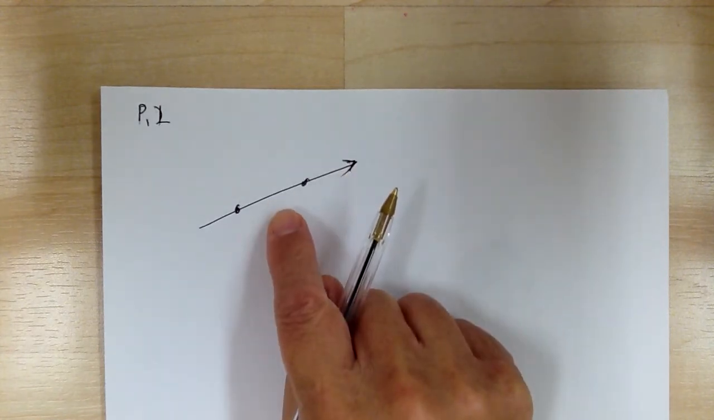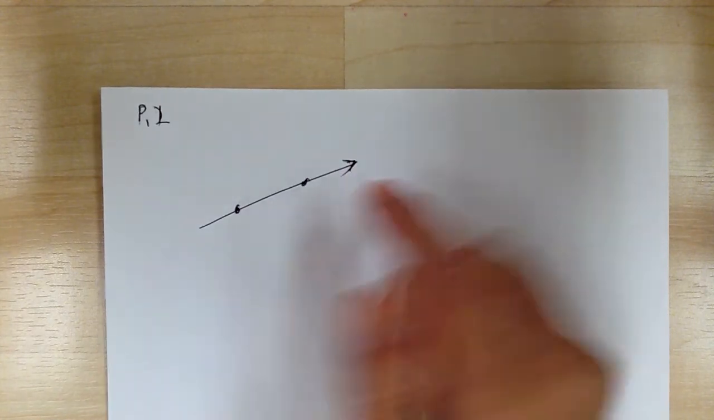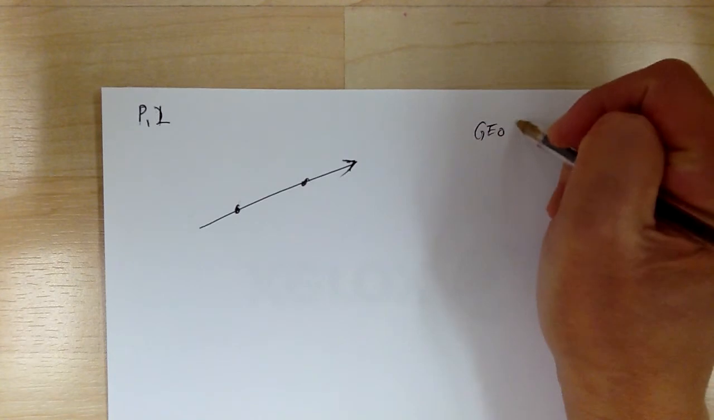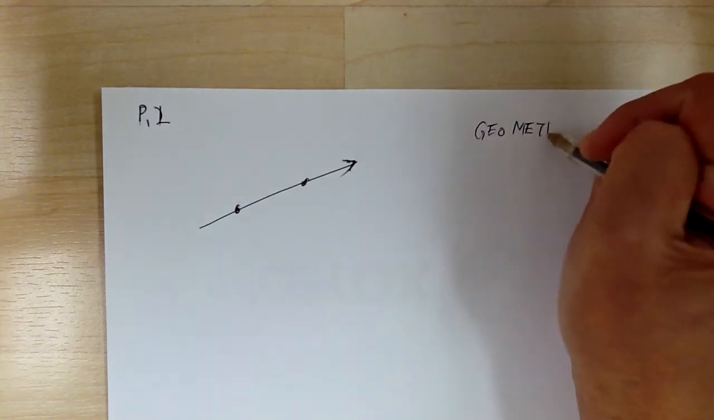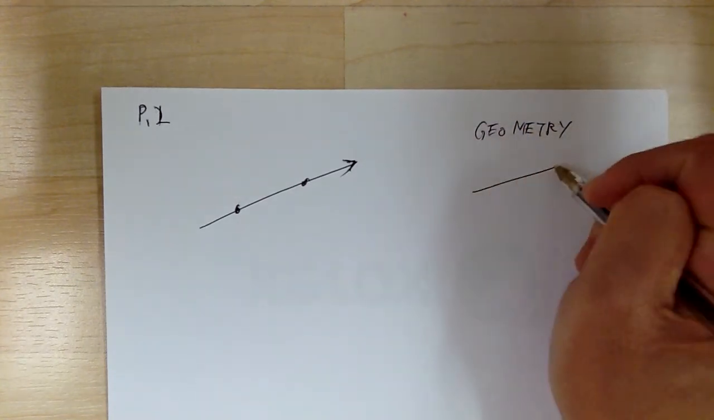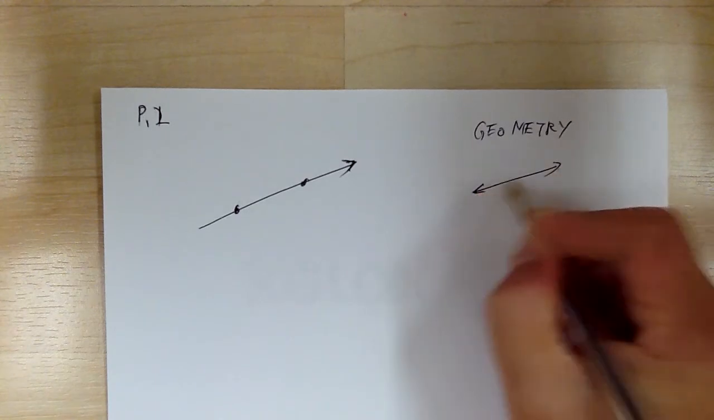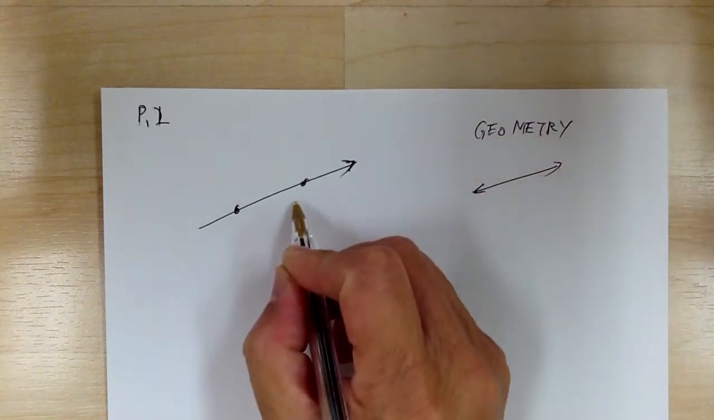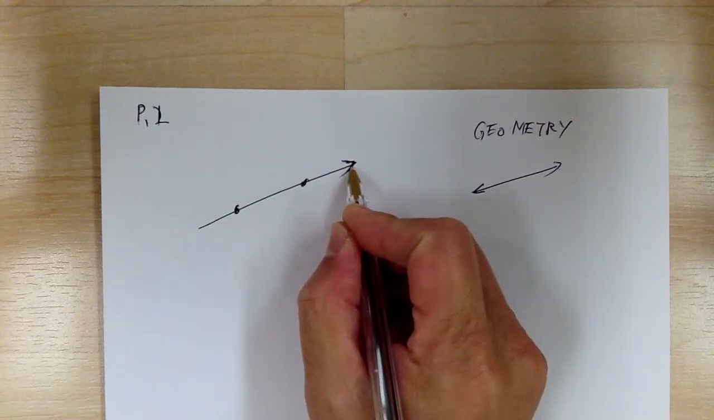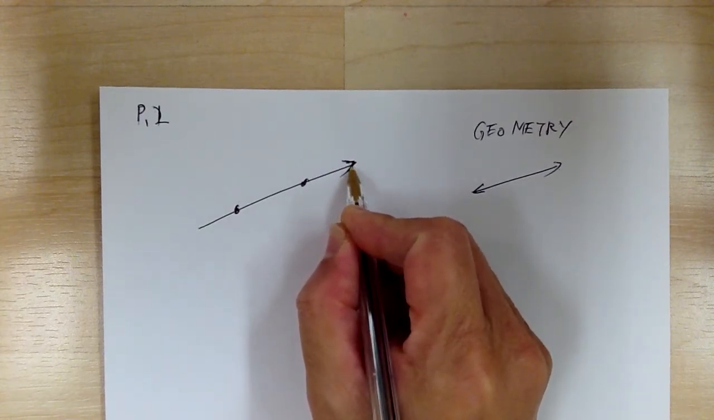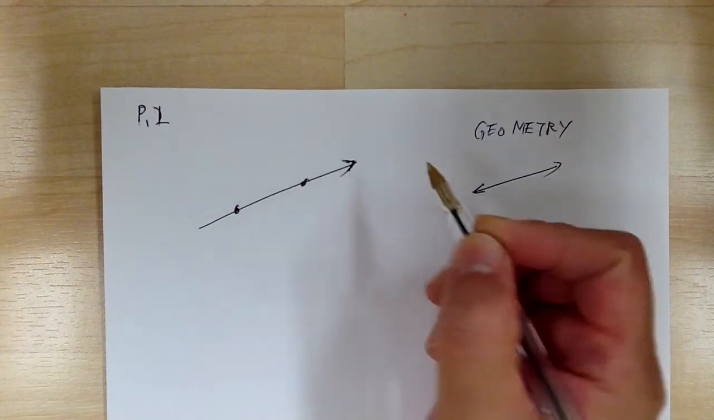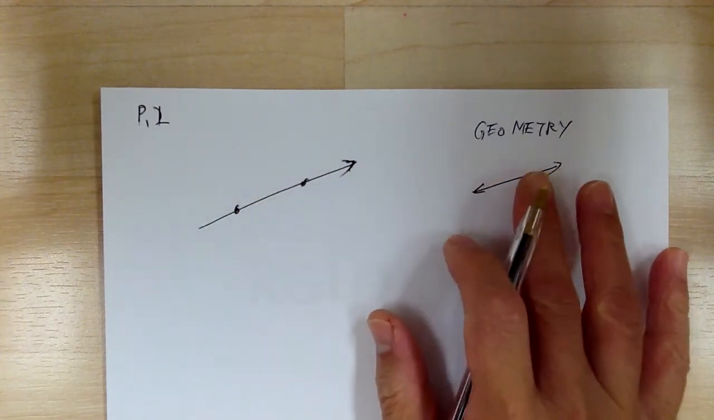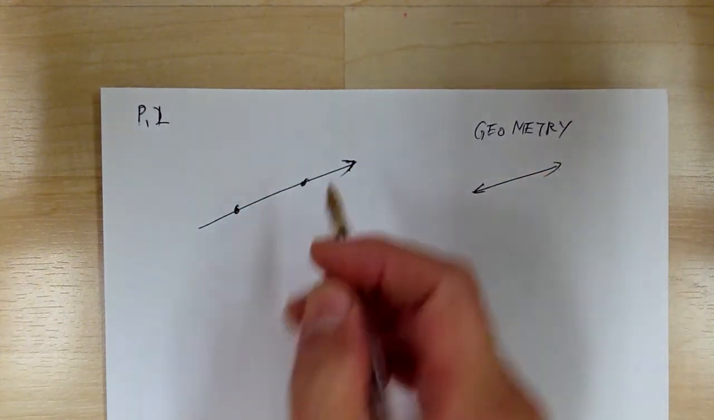Now again, this is not the way it is in geometry. In geometry, a line has two arrows on both ends. It means it goes on forever. Okay? But over here, the arrow is to indicate the direction of the line. So again, this is not the same as the line in geometry.